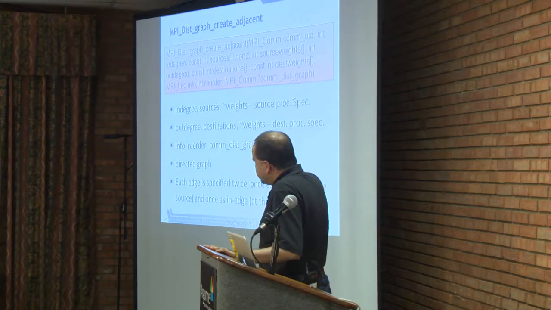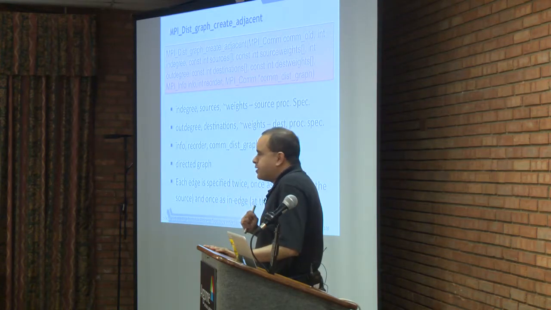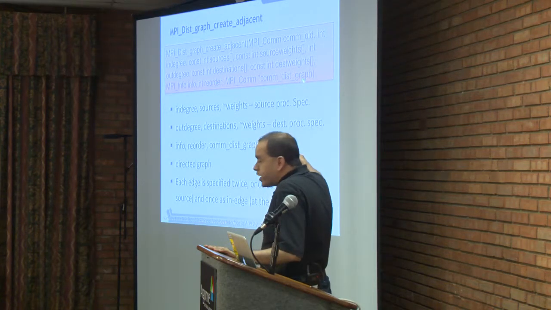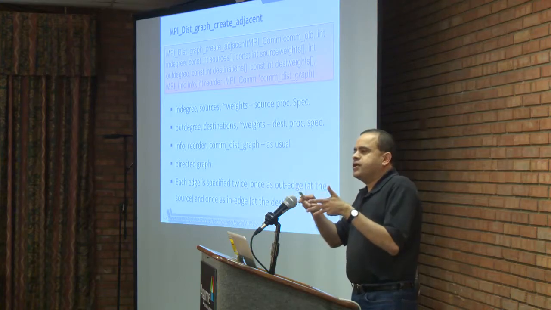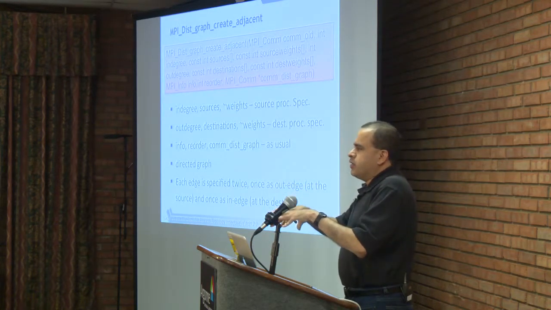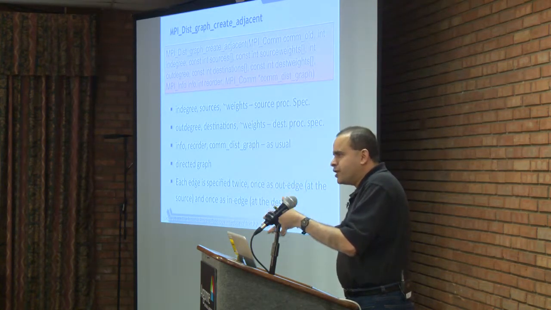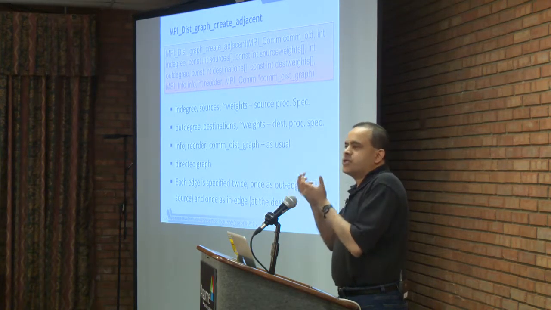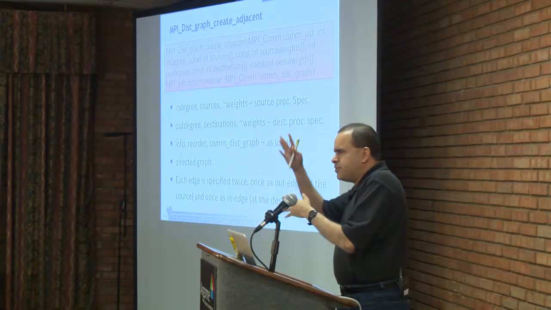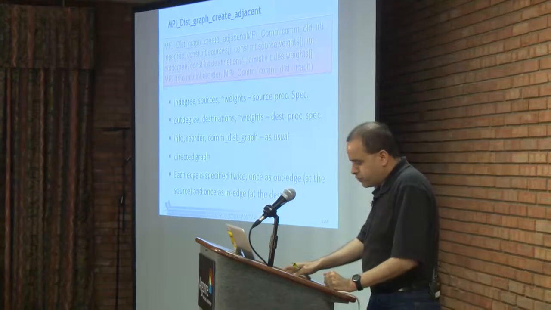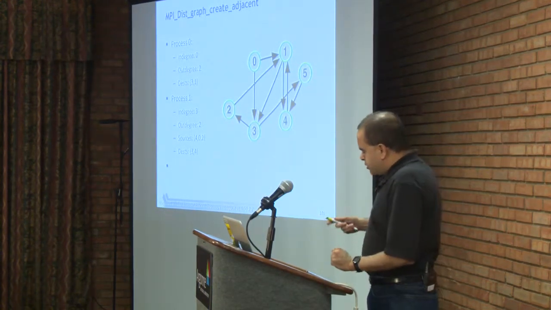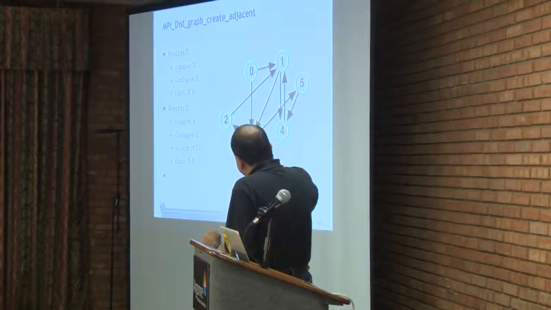And again, the reorder parameter is should the ranks be reordered in the new communicator. So you typically want to say yes here. And then you get a new graph that has this topology embedded in it. So this new communicator knows about this graph topology. And again, along with it comes some convenience functions that we will see for knowing who your neighbors are and so forth.